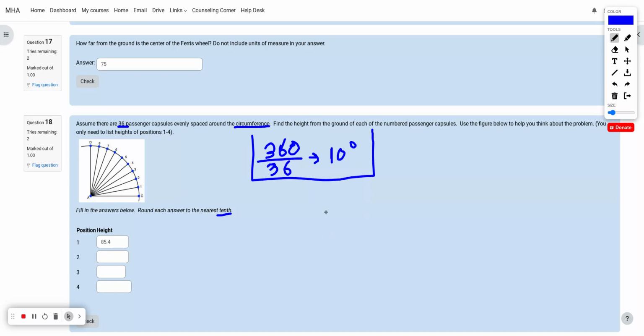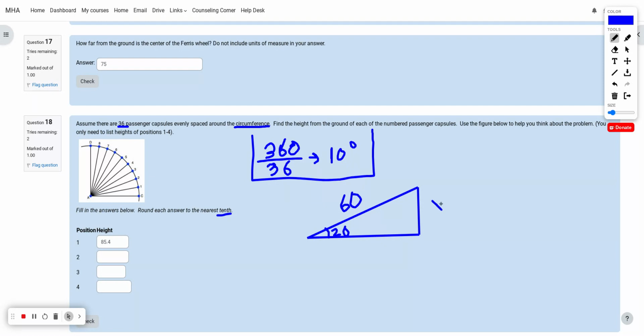So that would mean that 10 plus 10, we get a 20 right there. So I'm going to actually draw the triangle. Not to scale, by the way. So this is 20. This 60.